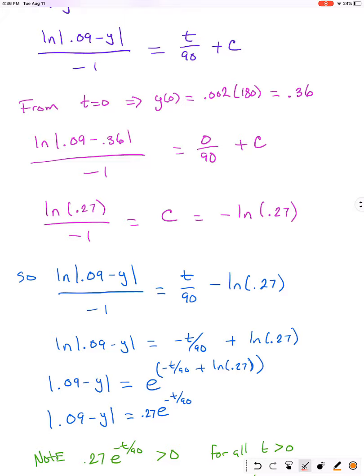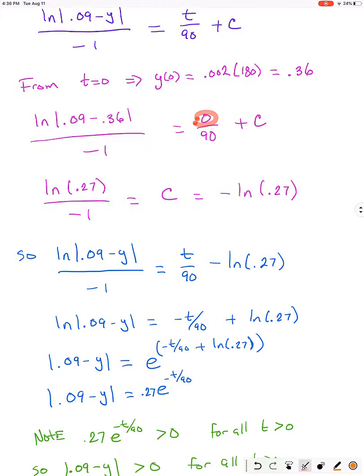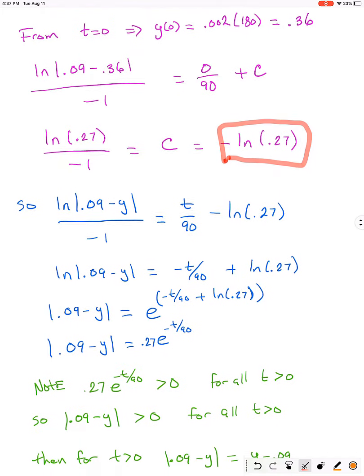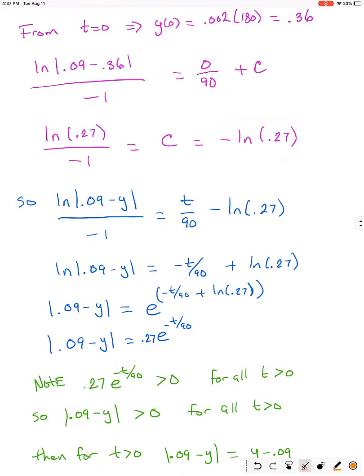So I plug that into my equation. I get the natural log of the absolute value of 0.09 minus 0.36, divided by -1. I plugged in the 0 because time was 0. On the left-hand side, this would be a negative number, but since it's inside the absolute value, I get 0.27. So I have the natural log of 0.27 divided by -1, and that's equal to c. Of course, I could write that as minus natural log of 0.27.